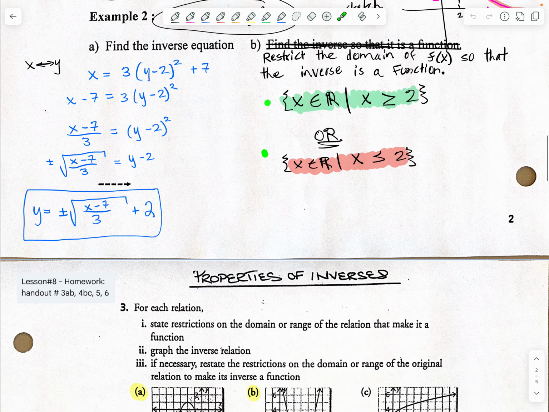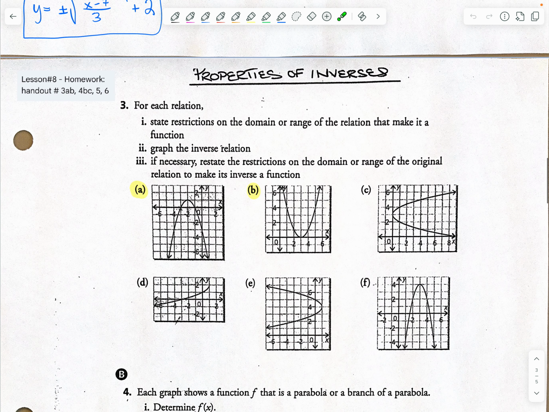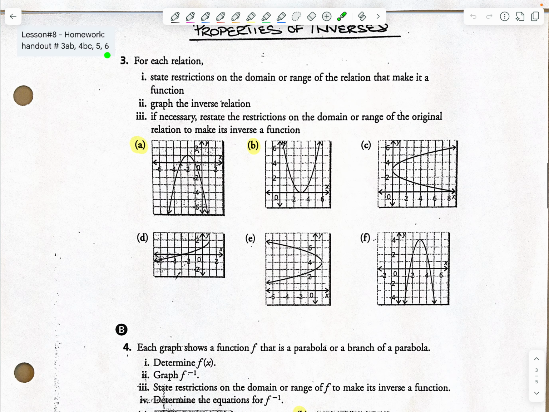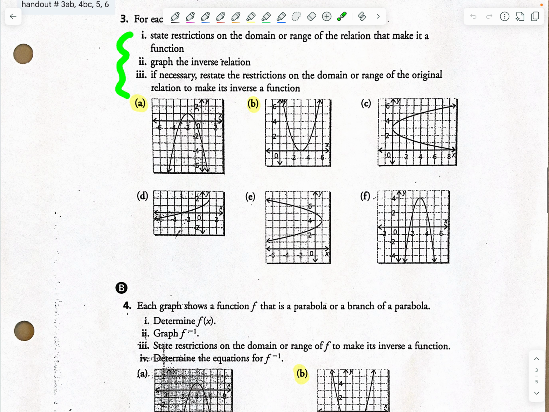This is the homework for this lesson, properties of inverses. So you're doing questions 3A, B from the handout, 4B, C, 5, and 6, the ones that are highlighted. Go ahead, give these a go. Here, for each relation, you're following those instructions.